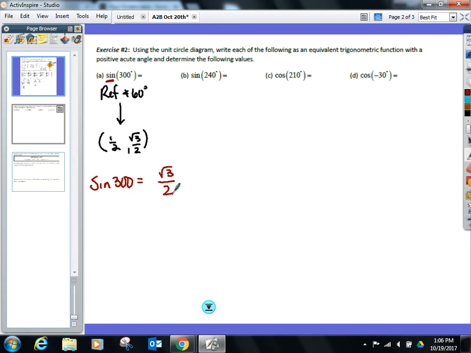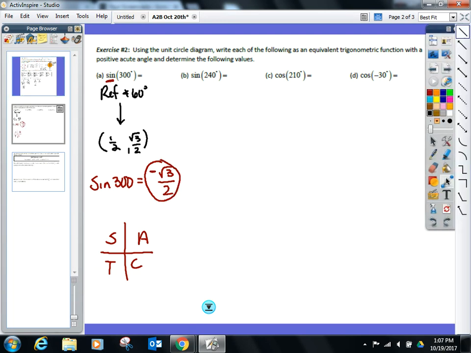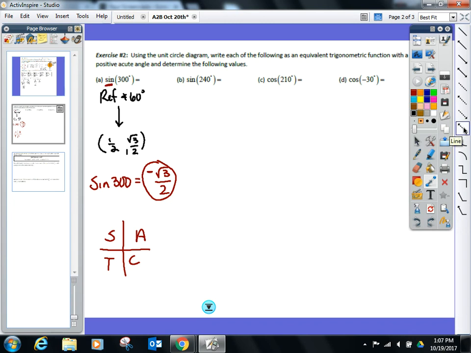But be careful. Should it be positive or should it be negative? Well, if you remember from what we just did on the previous page, ASTC, 300 is in quadrant 4, and the only thing positive in quadrant 4 is cosine. So this should be negative. Negative radical 3 over 2. Okay? One doesn't make you great. If you feel uncomfortable right now, that's fine. We're going to get better at it.